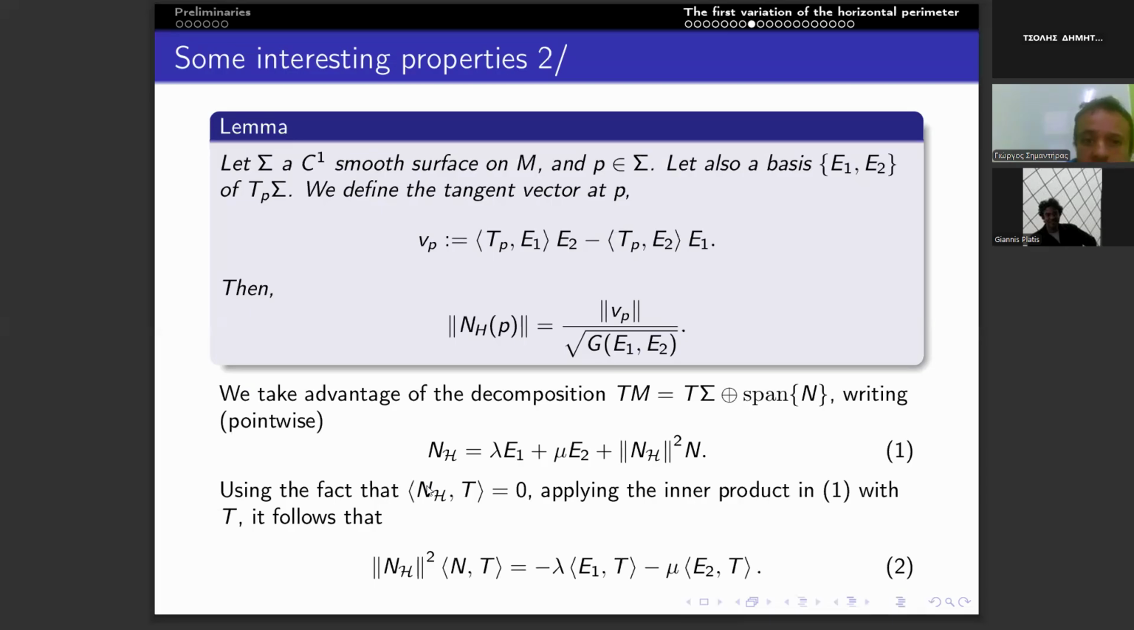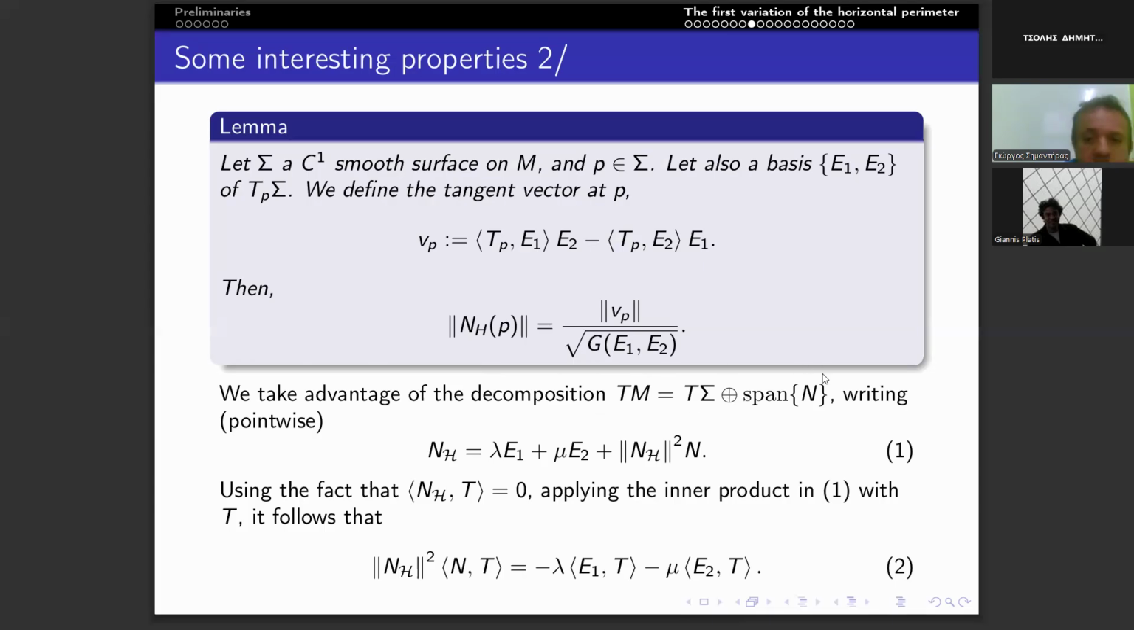Let sigma be a C1 smooth surface on M and P a point on sigma. Also, we have a basis E1 and E2 of the tangent space, and we define this tangent vector at the point P. This reminds us of the Grassmann identity here. So we have practically this equation, which gives the divergence between the two planes, the horizontal plane and the tangent plane.